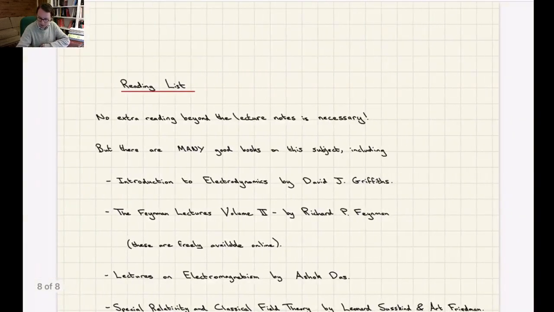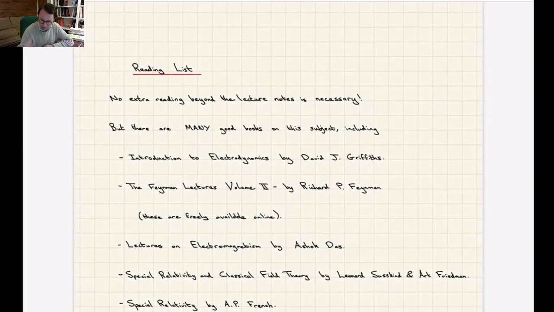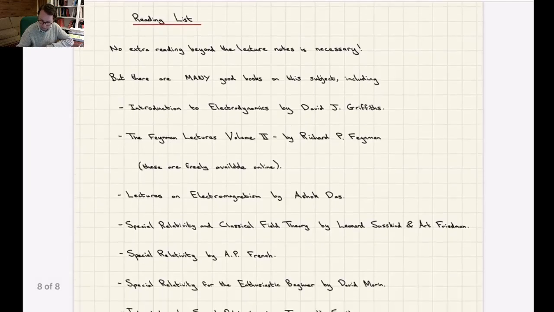There are lots of books, and I'm particularly conscious to say this to you at the beginning. No extra reading beyond the lecture notes will be necessary, but because I'm writing the lecture notes in advance of your lectures, and you won't have them until the week before or the week of your lectures, if you want to read ahead, I'm going to recommend to you several of these many very good books. So I've got a list of them here.